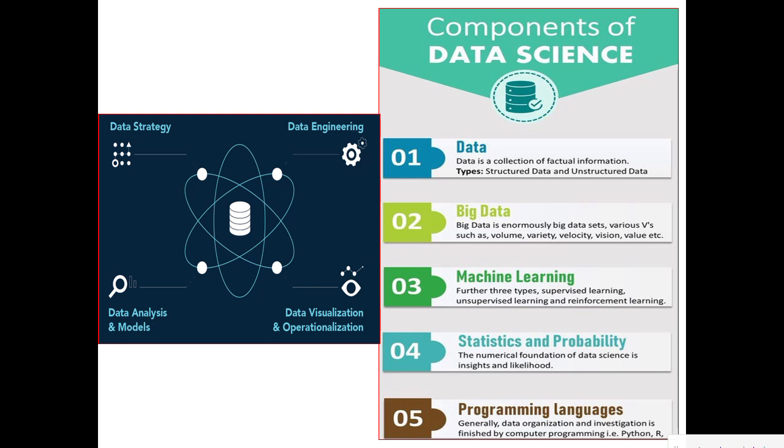Then the next, fourth step is statistics and probability. Study of numbers, study of operations, and the numerical foundation of data science is insights and likelihood. Then any one programming language you need to choose, like Python, Java, JavaScript, R, etc. This is about components of data science.